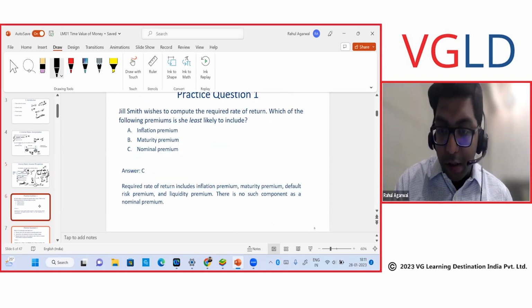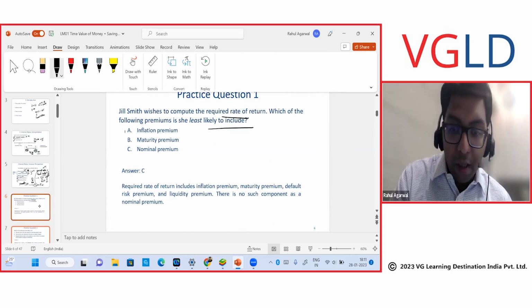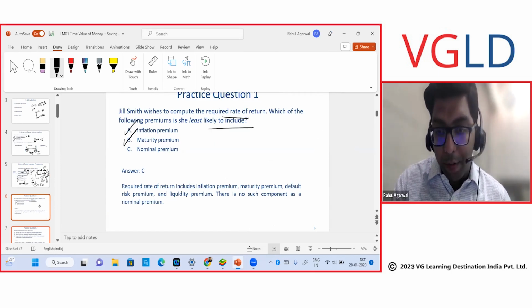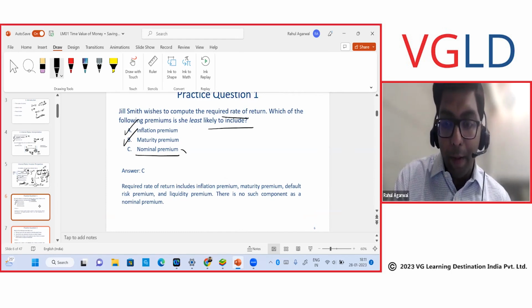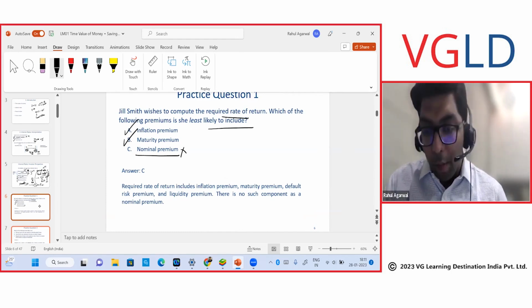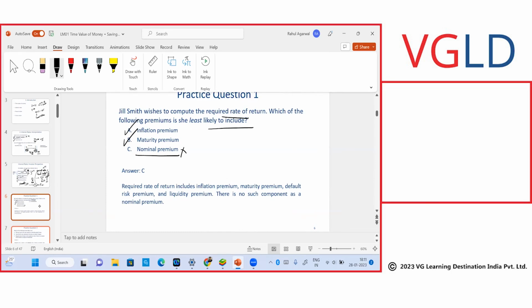So Jill Smith, if you see this question, wishes to compute the required rate of return. Which is the least likely? We have studied inflation premium, we have studied maturity premium. There is nothing called nominal premium. There is no such word as nominal premium. So this is the least accurate.